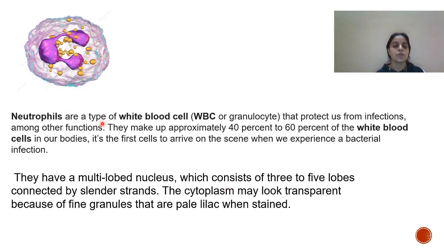Coming to neutrophils. Again, it's a type of WBC which protects us from infection among other functions. Their main function is protection. They are approximately 40% to 60% of WBC in our body. It's the first cell to arrive on the scene when we experience a bacterial infection. The nucleus is multilobed, containing 3 to 5 lobes connected by slender strands. The cytoplasm may look transparent, but because of fine granules, it stains a pale lilac color.